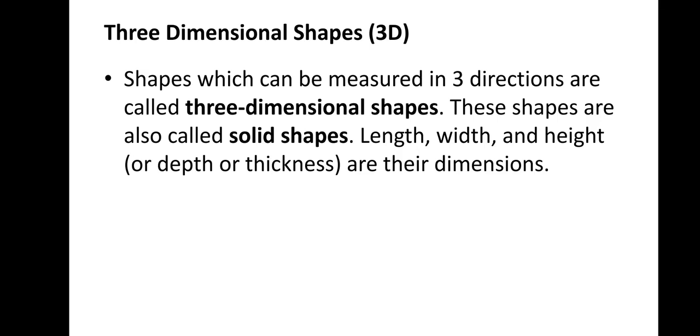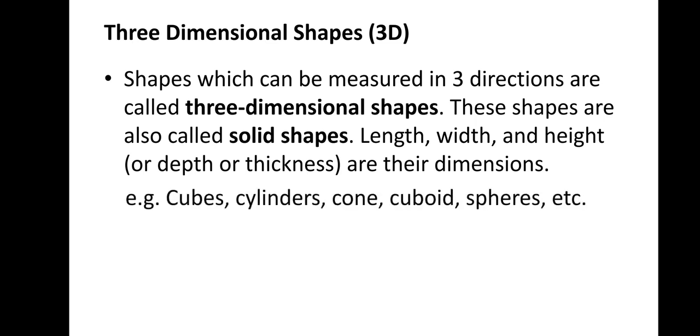Shapes which can be measured in three directions are called three-dimensional shapes. Obviously, three dimensions should be there. These shapes are also called solid shapes. As the name of the chapter is Visualizing Solid Shapes, we will deal with three-dimensional shapes and figures in this chapter. We have recalled two-dimensional and three-dimensional shapes. We will identify and match the pictures with joint 2D shapes and joint 3D shapes. We will visualize the 3D objects from different angles in this chapter. So our basic aim is to learn more about three-dimensional shapes, and three-dimensional shapes are formed using two-dimensional shapes. Two-dimensional shapes are formed using one-dimensional figures. Length, width and height or depth or thickness are their dimensions.